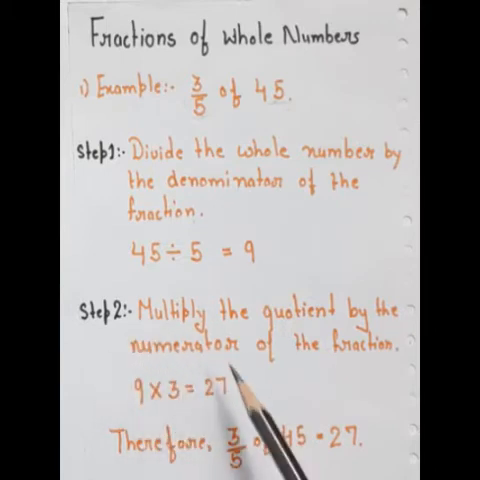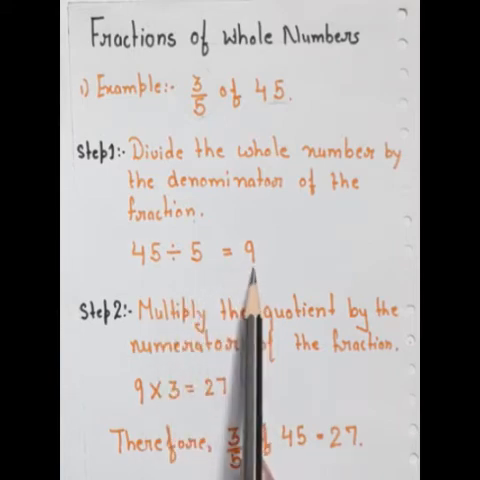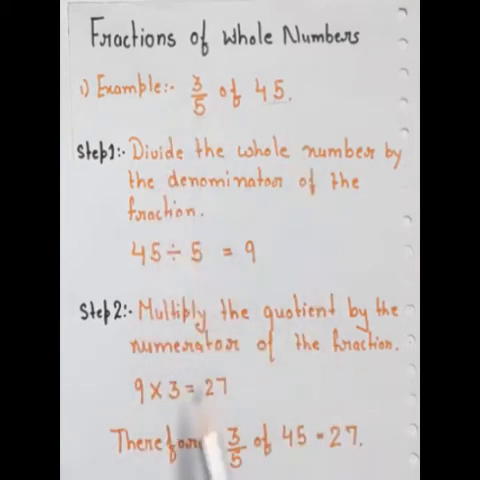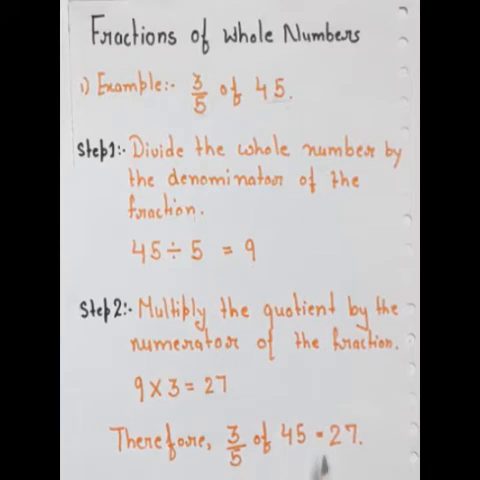Now your second step is multiply the quotient by the numerator of the fraction. So this is your quotient. Okay, and what is the numerator of your fraction? It is 3. So you have to multiply this quotient and the numerator of the fraction, that is 3. So 9 3s are 27. Therefore, 3 by 5 of 45 is equal to 27. We are going to do one more example of it.